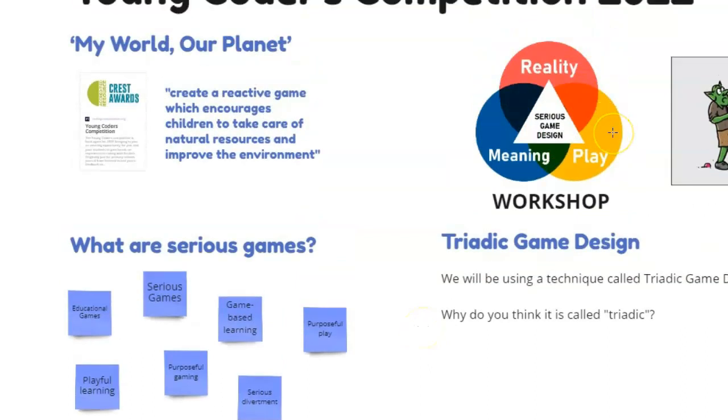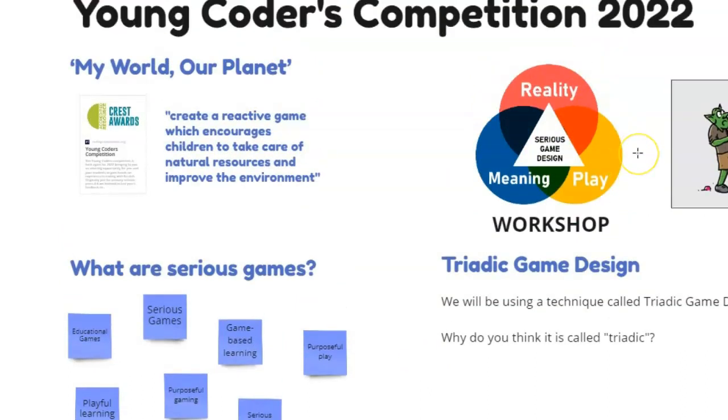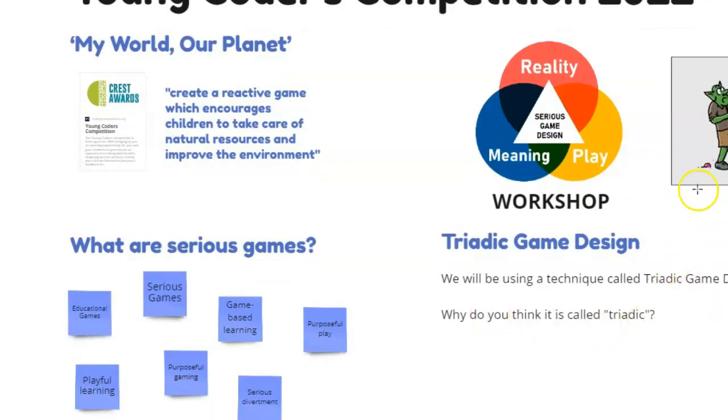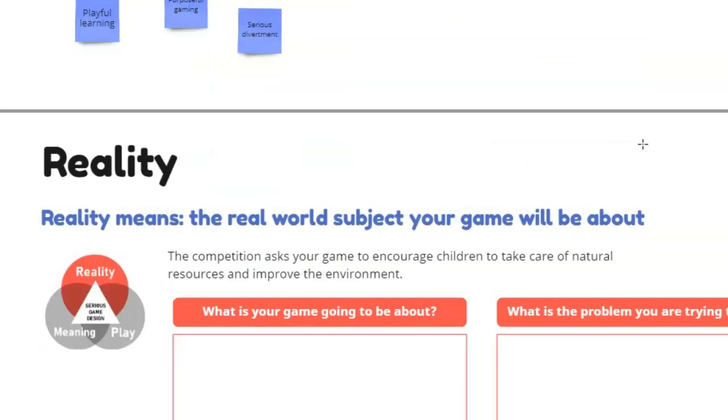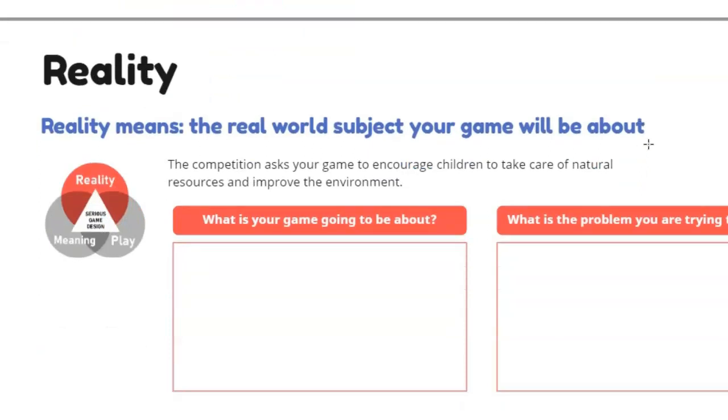And I based my workflow for this on the triadic game design theory, but I've also added a little bit to it that comes from my own research. So we talk about, why is it called triadic game design? Well, it's because there's these three elements that need to come together in order to design an effective, serious game: reality, meaning, and play. And then in the workshop, we go through each of these three aspects in detail.